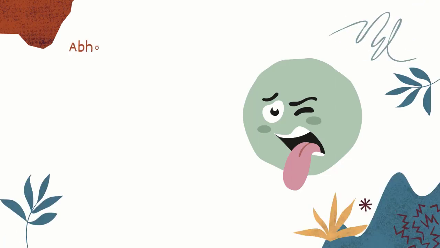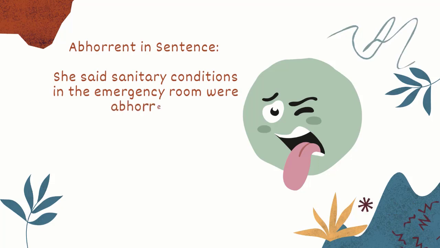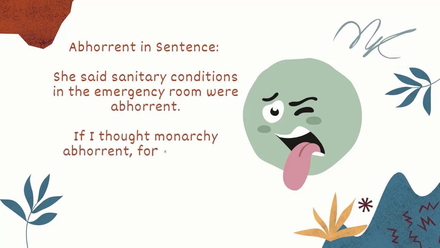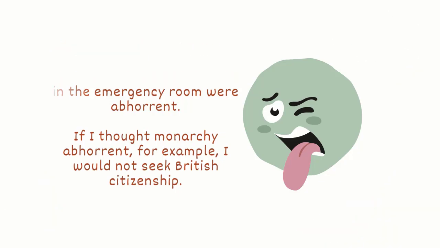Abhorrent in sentence. She said sanitary conditions in the emergency room were abhorrent. If I thought monarchy abhorrent, for example, I would not seek British citizenship.